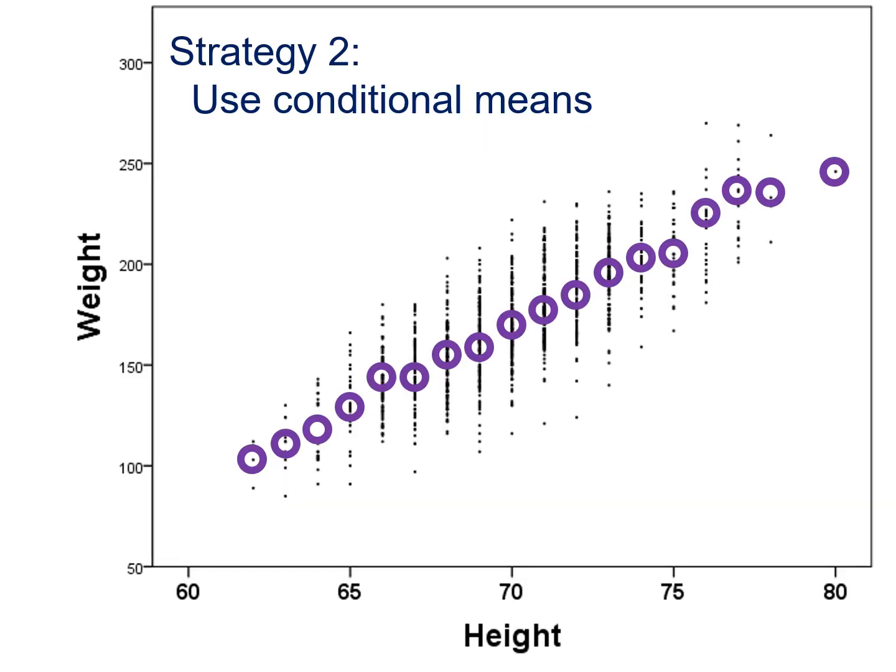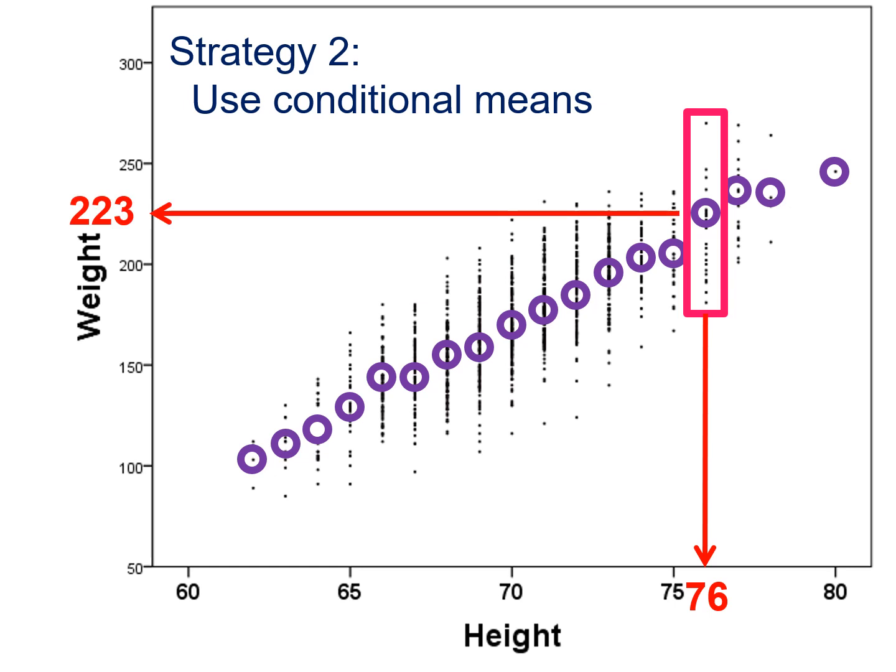Here are our conditional means. And these are the men who are 76 inches tall, just like Waldo. So if he's one of the men in this subgroup, we don't know exactly which one he is, but we do know that one of the dots in this red box is Waldo. The conditional mean for this subgroup is 223 pounds. Our strategy is to use this conditional mean as an estimate of Waldo's weight. So our estimate is that Waldo weighs 223 pounds.